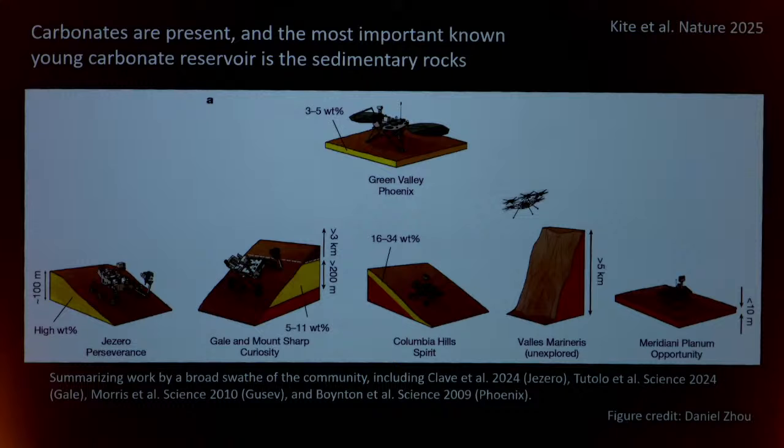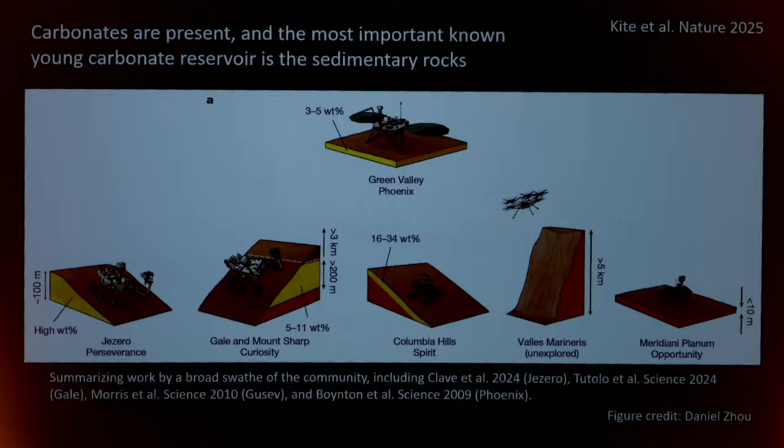This is just a cartoon summary. Most recently, Tutolo et al. in a Science paper reported 5 to 11 weight % carbonates in the sedimentary rocks of Gale Crater. This has been observed over a stratigraphic interval of 180 meters so far. Curiosity continues to climb the mountain. Meanwhile, Perseverance at Jezero has also reported carbonates. So this is Clavé et al. 2024. And we have also reports of carbonates in the soil at the Phoenix landing site and locally in rocks at the Spirit landing site.